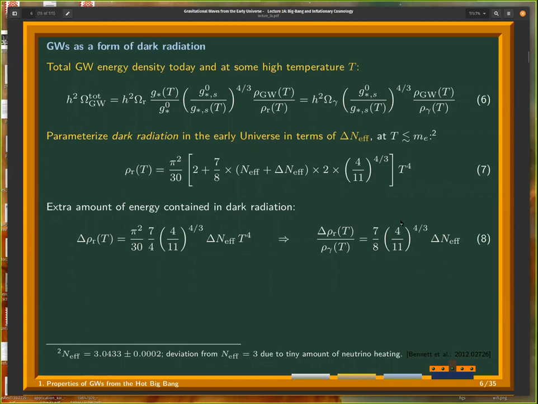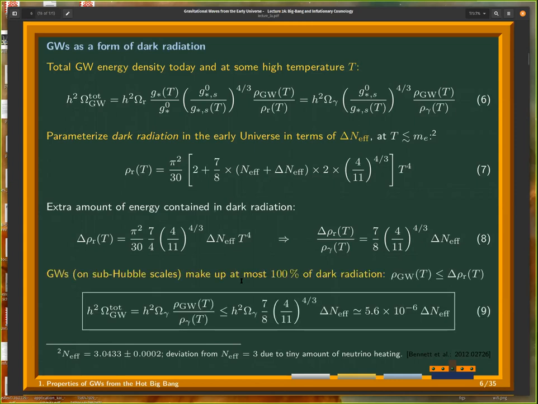There's some numerical prefactor. This is just a matter of convention, maybe also for historical reasons. So I always have to carry with me this numerical prefactor, but then the physical observable that I'm interested in is this delta N effective here on the right-hand side.